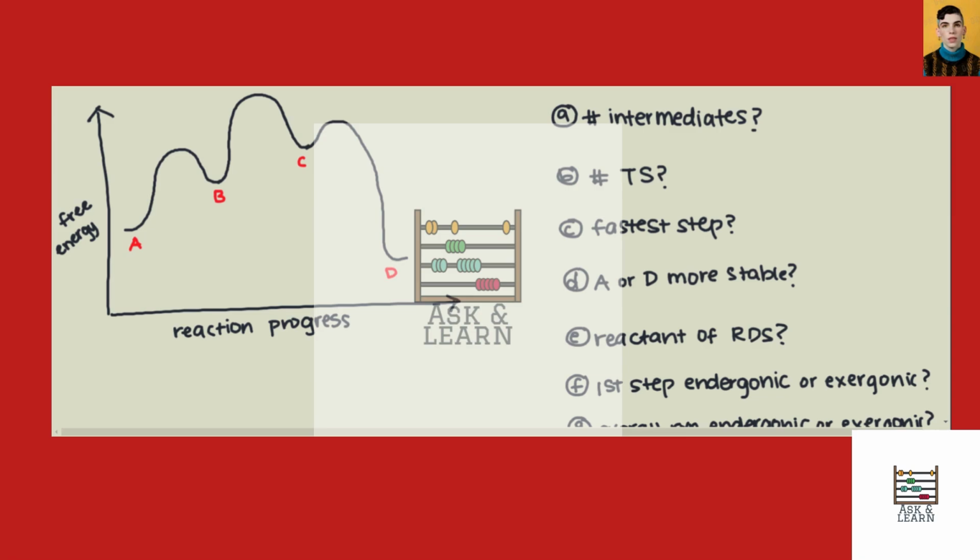Okay, so for this reaction, you're given the following reaction coordinate diagram. I apologize, it's not drawn as nicely as in the book. But from this, you want to answer a few questions. So the first one, in part A, asks you how many intermediates there are. Remember that intermediates are going to be at the bottom of the well.